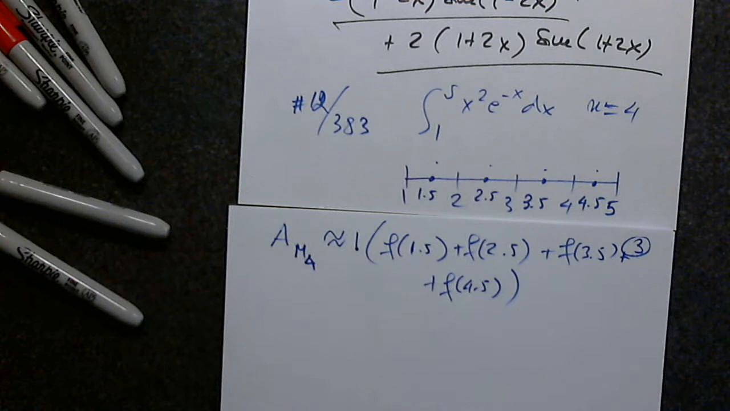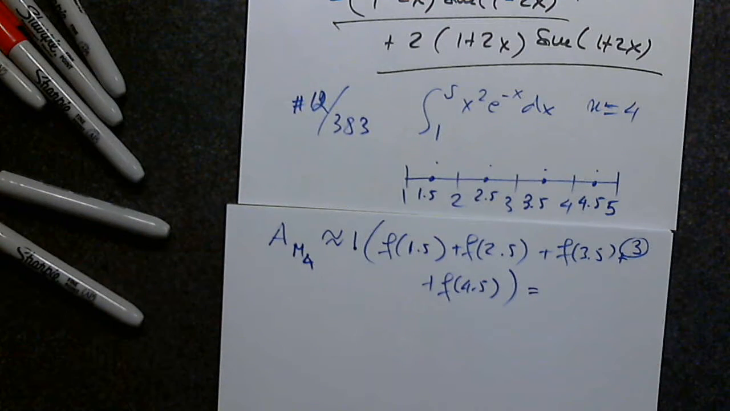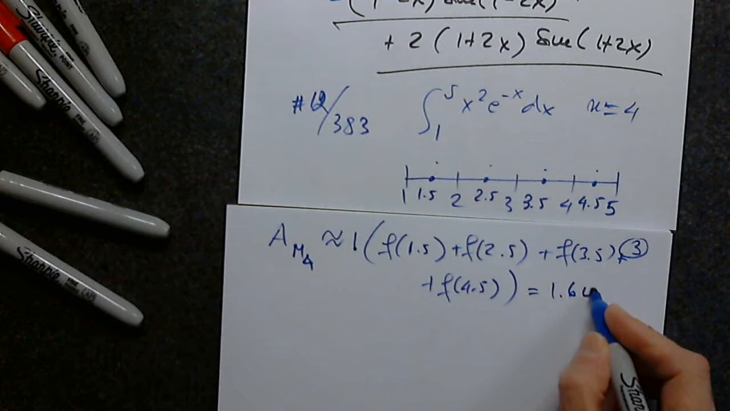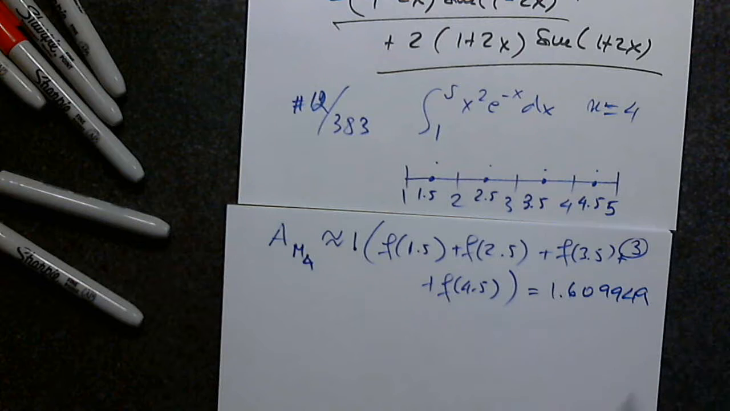Because delta x was 1, otherwise I would have put delta x in front, delta x times this sum. But delta x was 1, so this is 1.609949.